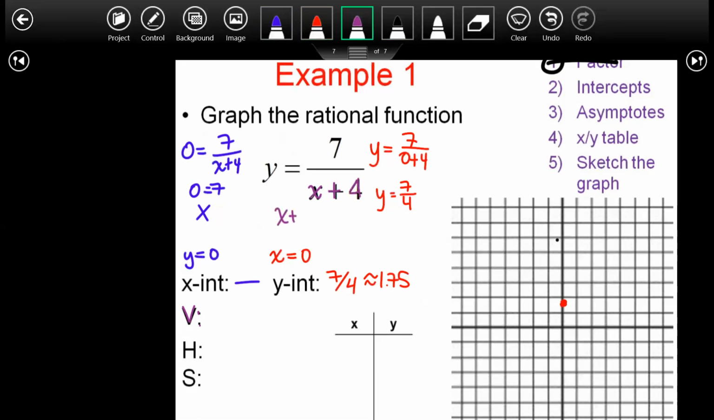X plus 4 is going to be equal to 0. That means x is going to be what? Negative 4. This gives me my vertical line for my asymptote at negative 4. 1, 2, 3. My vertical line there.